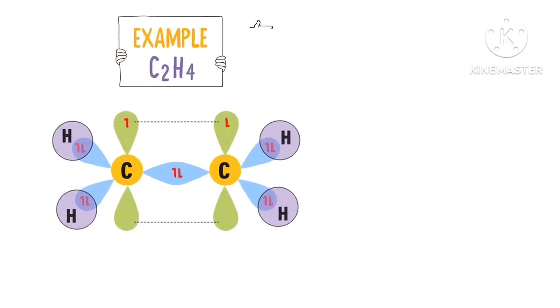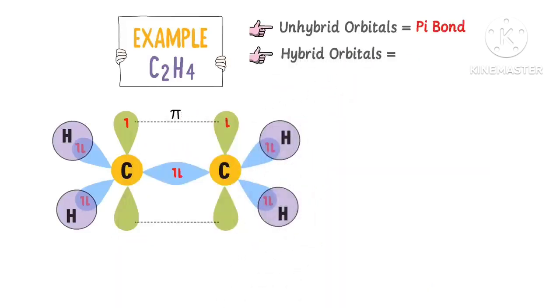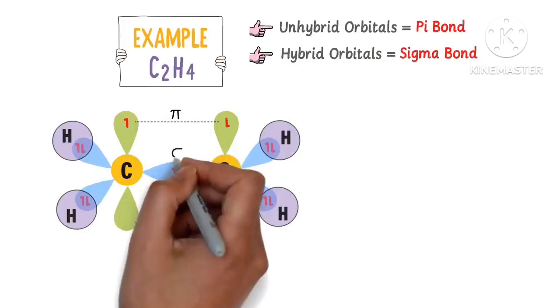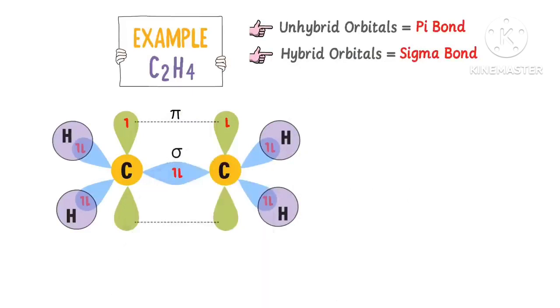Note it down that unhybrid orbitals always form pi bond. For example, this 2pz forms a pi bond, while hybrid orbitals always form sigma bond. For example, these sp2 orbitals form sigma bond. Thus, in ethene, there is one pi bond and one sigma bond between carbon-carbon atoms. Hence, this is the shape and geometry of a molecule in which carbon has sp2 hybridization. So, note down this example.